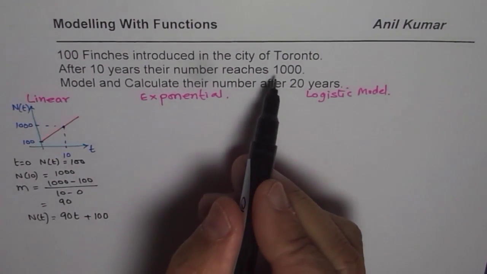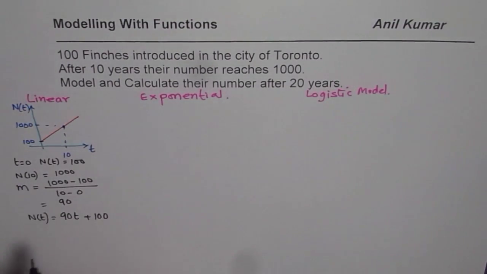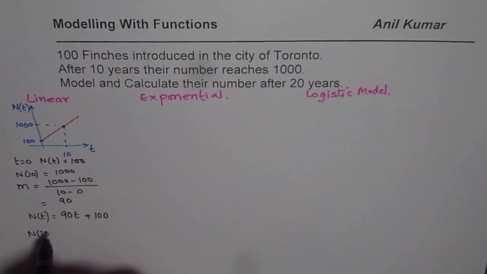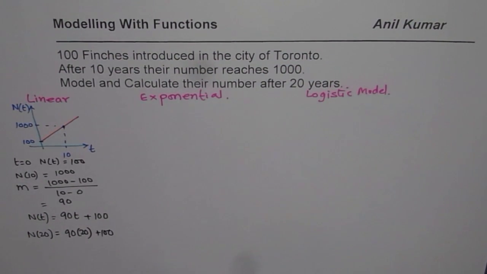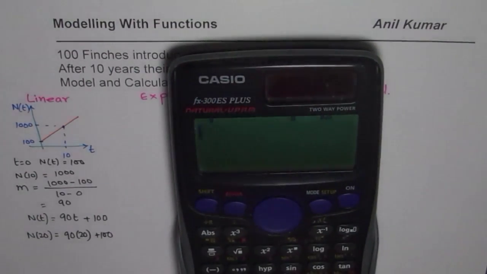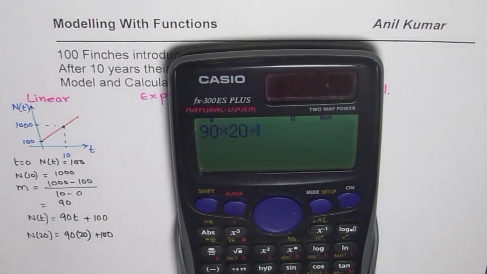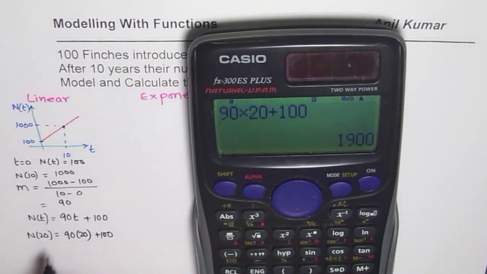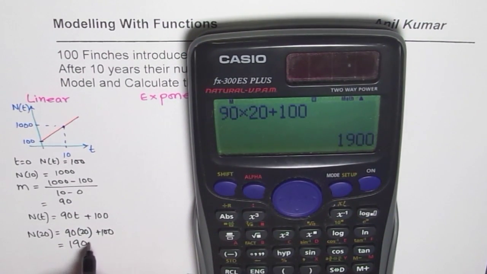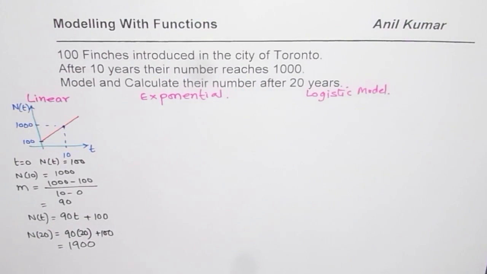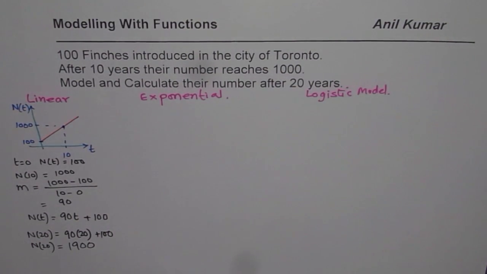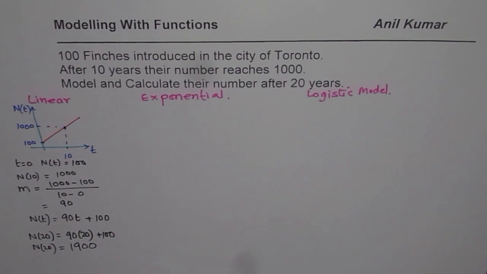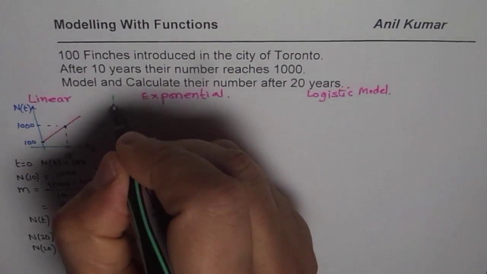To find the numbers after 20 years with this model, it will be n of 20 equals to 90 times 20 plus 100. At this stage we can always use calculator. 90 times 20 plus 100 equals to 1900. So less than 2000 will be the number of finches after 20 years. So that is a number in 20 years, right? So with this linear model, we kind of get around 2000 finches in 20 years.